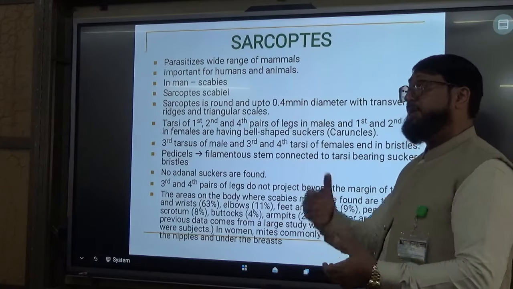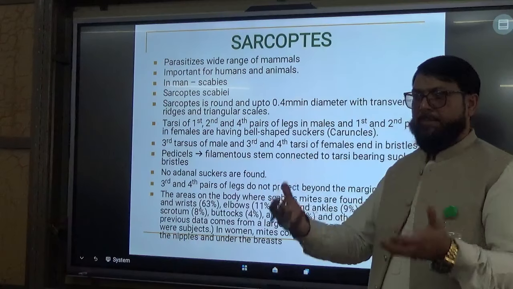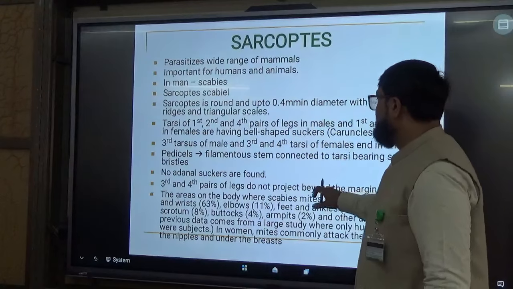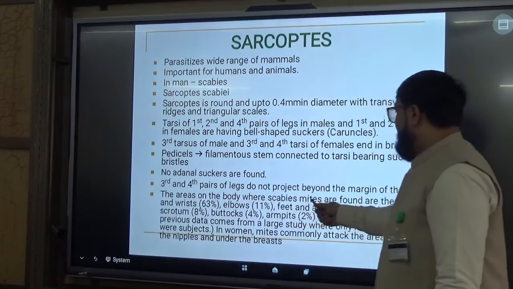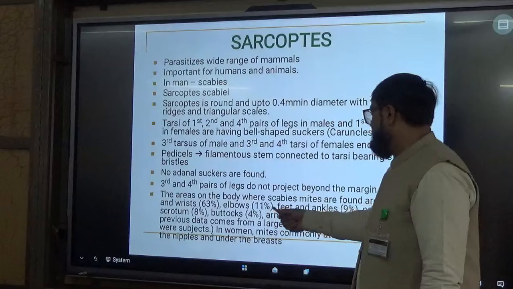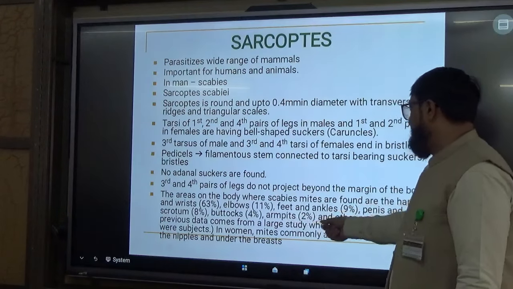That's it. But in ticks, they have to get off, then again reach the host. So probably there is more involvement of the legs, and that's why their use and their morphology is different from there. The areas on the body where scabies mites are found are the hands, wrists, elbows, feet, ankles, penis, scrotum, buttocks, armpits, and so on.